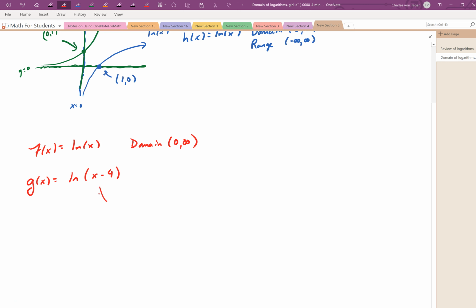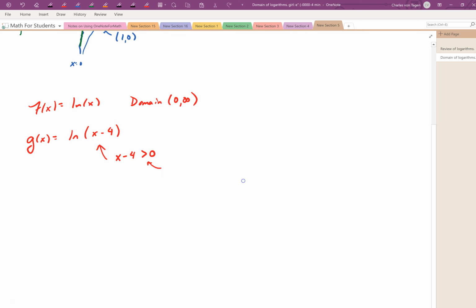Well, the domain of this, well, what? So we are only allowed to plug in positive numbers into the natural log operation. So we need to ensure that the argument here is always positive. So we set x minus 4 to be strictly greater than 0. This is really important. This is strictly greater than 0, not greater than or equal to. Strictly. So this gives us then that x must be greater than 4. So the domain of g goes from 4 to infinity.